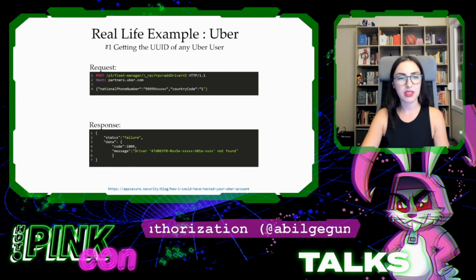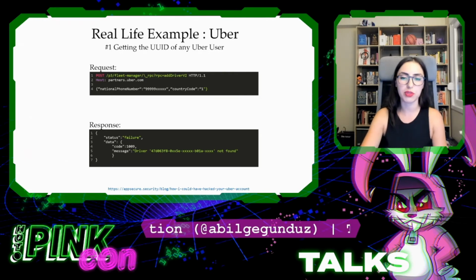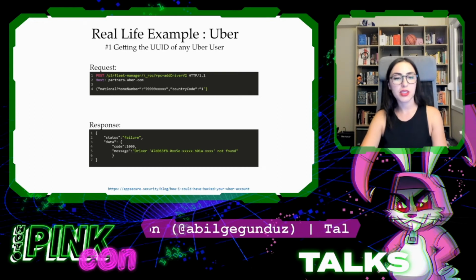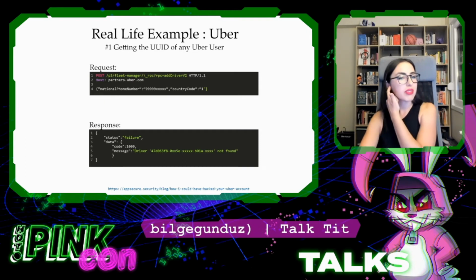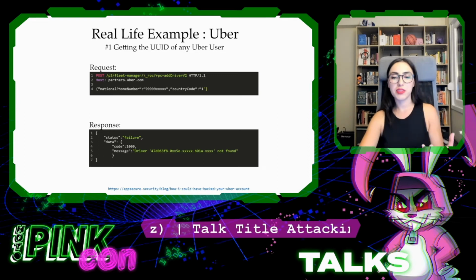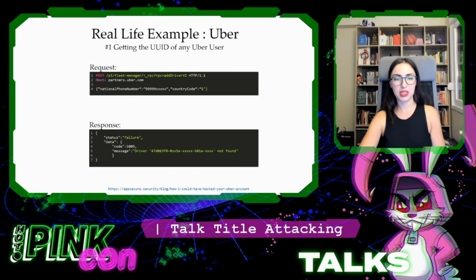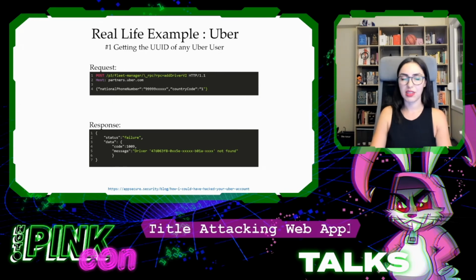There's a request, and the host is partnersuber.com. This is our first API, as I told you before. It asks for a national phone number as a parameter. When you submit a national phone number, if you focus on the response message under the request, it reveals sensitive information: the driver's ID, I mean the UUID. So, okay, we found one then.